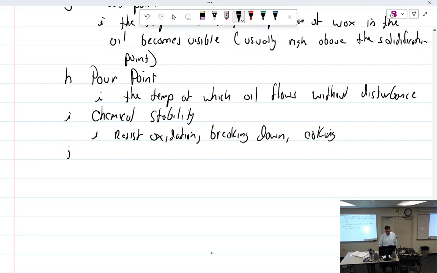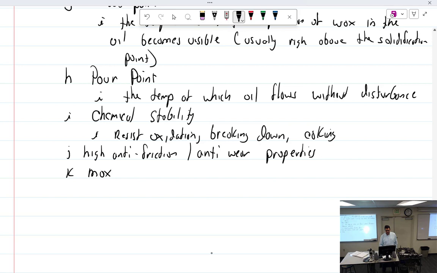And a couple more points that it should have. Well, we should have high anti-friction properties, obviously. Or anti-wear. We already mentioned this, since one of its primary jobs is to keep the engine from wearing out. We already said this, it needs to have maximum cooling ability, and it better be non-corrosive.